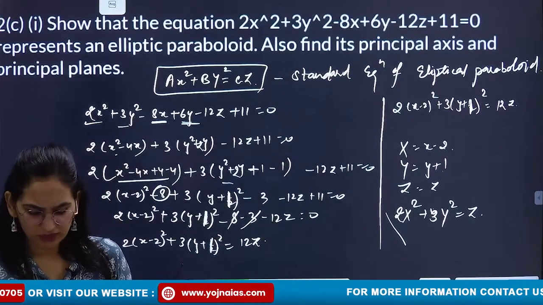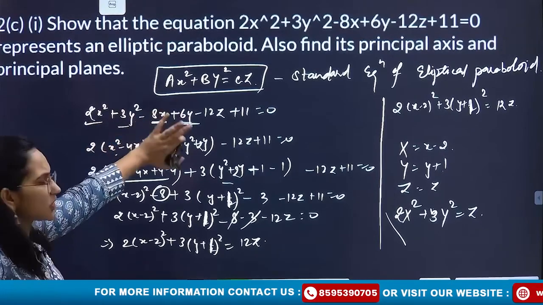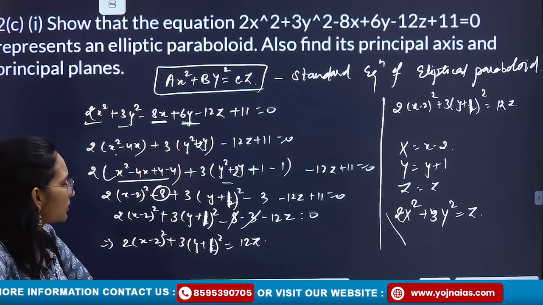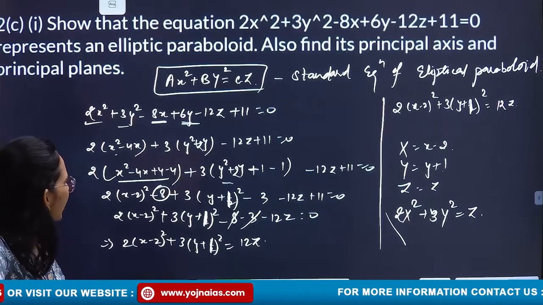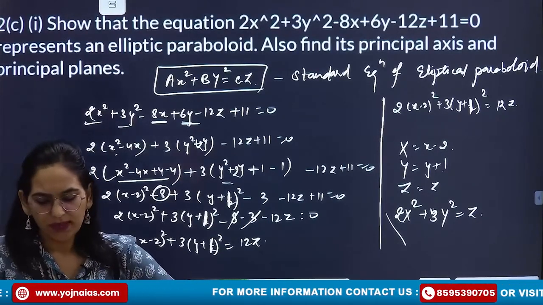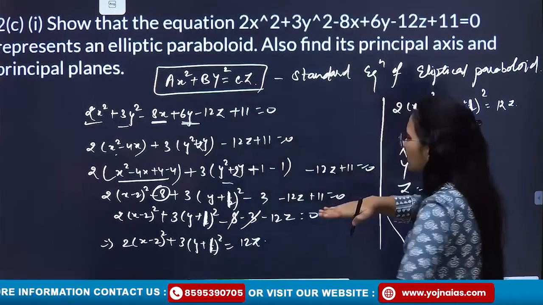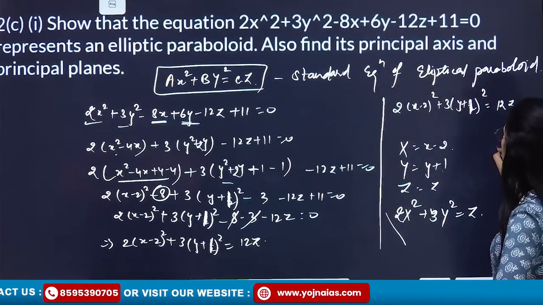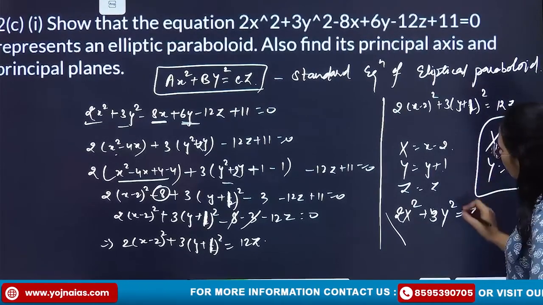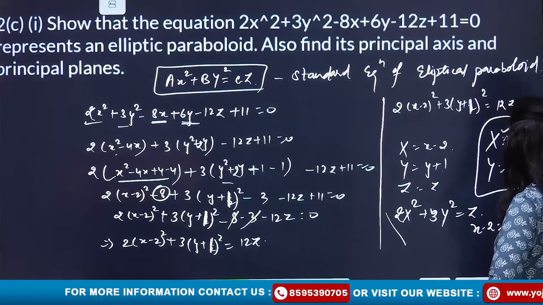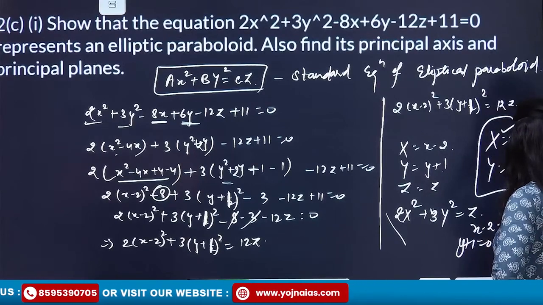And then what you need to find out is, also find its principal axis. It is of the format x square plus y square; the z square term is missing from the standard equation. That is, its principal axis is z is equal to 0, and then you need to find out the principal planes. If z is equal to 0, then the principal planes would be perpendicular planes, but x is equal to 0 is x minus 2, and then y plus 1, y is equal to minus 1.